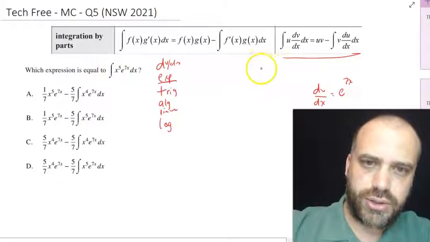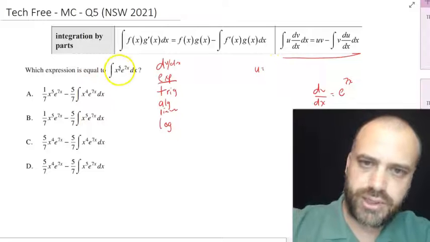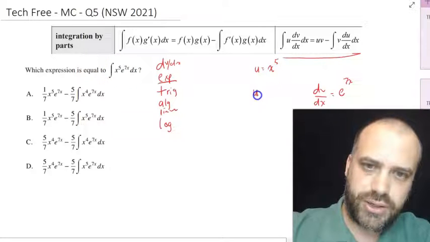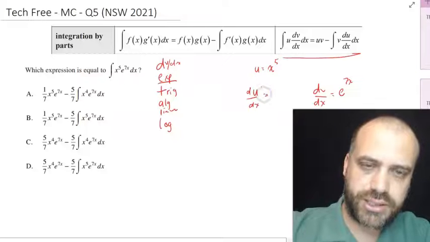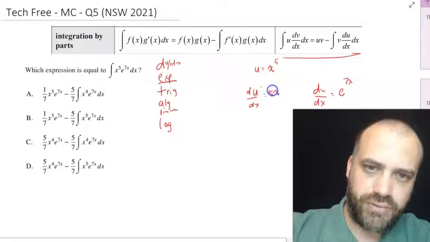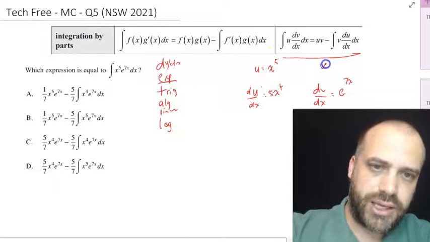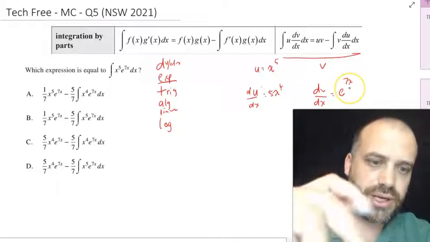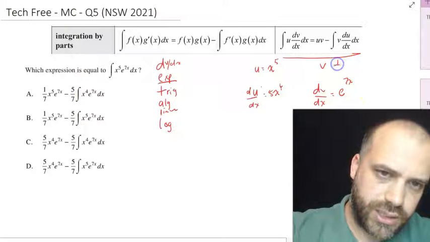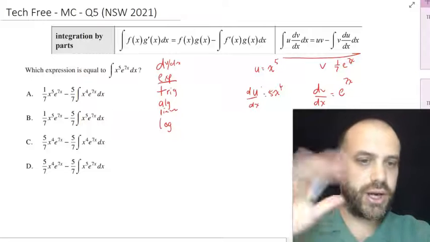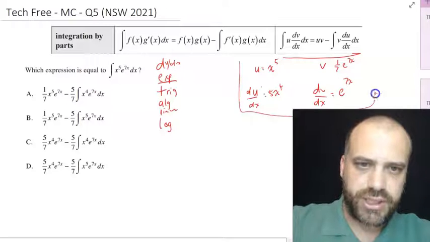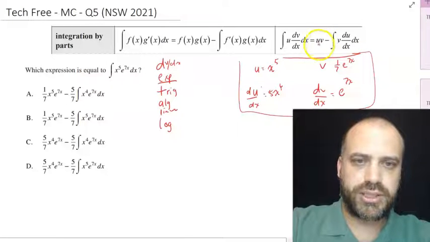and u is obviously equal to x to the 5, and u dash, or the derivative of u with respect to x, is equal to 5x to the 4, and that leaves v where we integrate that. And that's going to be 1/7 e to the 7x. Okay, so now that I've got all of this information, I'm just putting it into this formula.